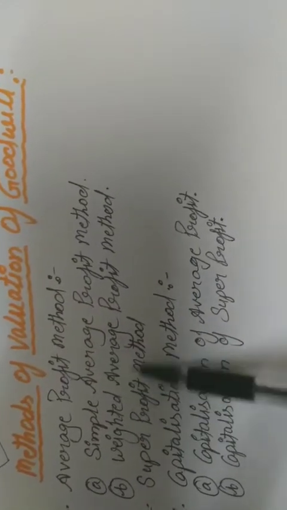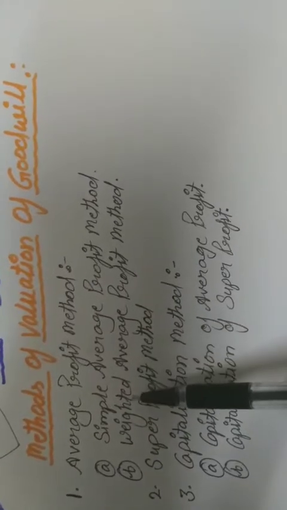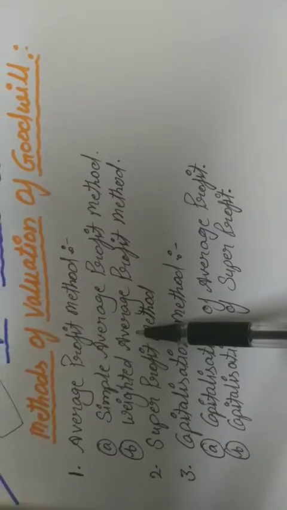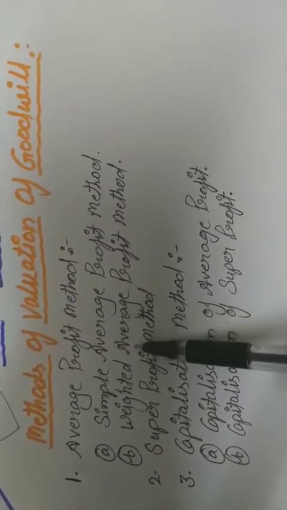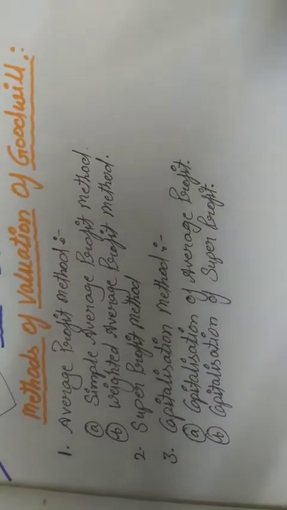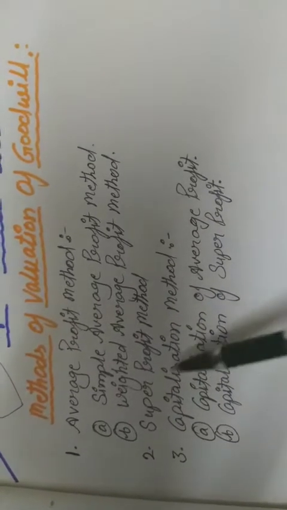Average profit covers two methods: the simple average profit method and the weighted average profit method. The simple average profit method is different from the weighted average profit method. Comparatively, the weighted average profit method is important because many questions from it have come in board examinations in the last years. Next is the super profit method, which we will discuss when we solve questions on that topic.